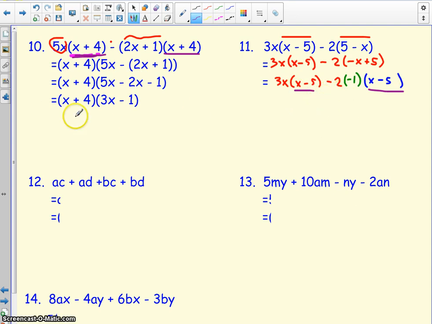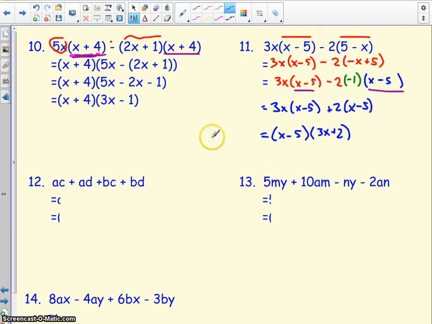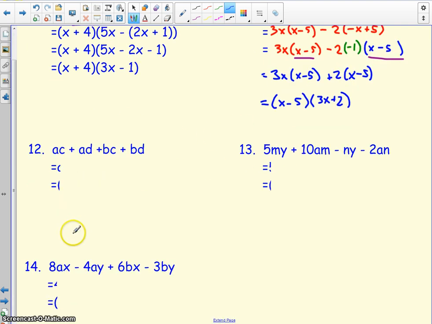So then I can try and do something similar to what I did in number 10. Again, just to make these brackets look the same, I factor out a negative 1. I'm just going to simplify this a little bit here. So I get 3x times x minus 5. I have minus 2 times negative 1, which gives me positive 2. Okay, and now I can take out the x minus 5 as a common factor. And once I do that, I'll be left with 3x plus 2. Okay, so moving on, let's try 12.